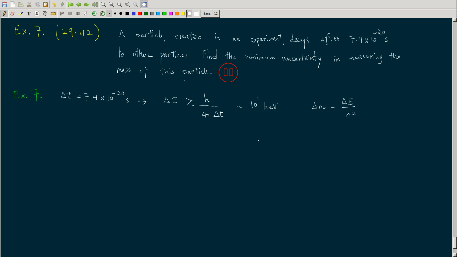But this is the limit of your experiment. Even though you make your experiment more and more accurate, this limit is going to stop you from finding out what the mass value is. So that's it for exercise number 7, and we're done with the session on particles and waves.